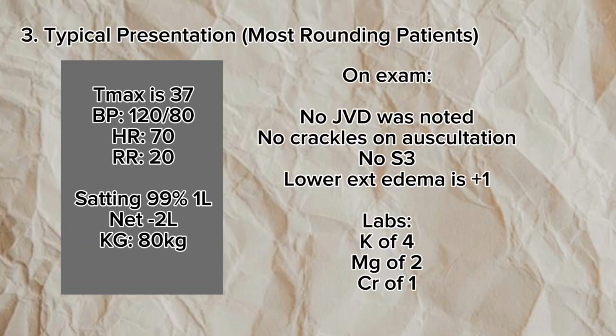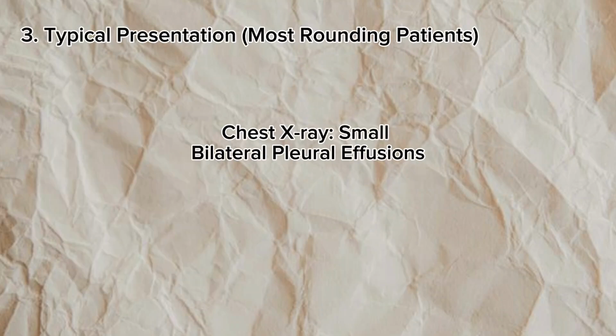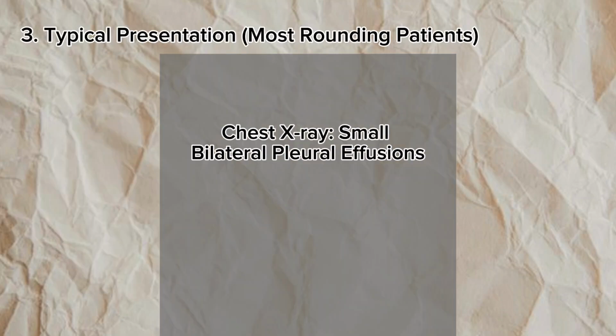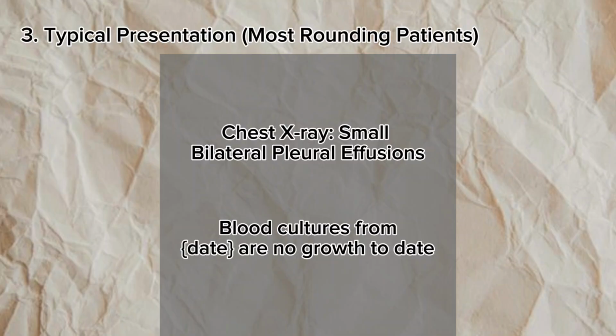His labs show potassium of 4, magnesium of 2, and a creatinine of 1. His chest x-ray this morning shows small bilateral pleural effusions, and blood cultures from, this is where you tell the date, are no growth to date.